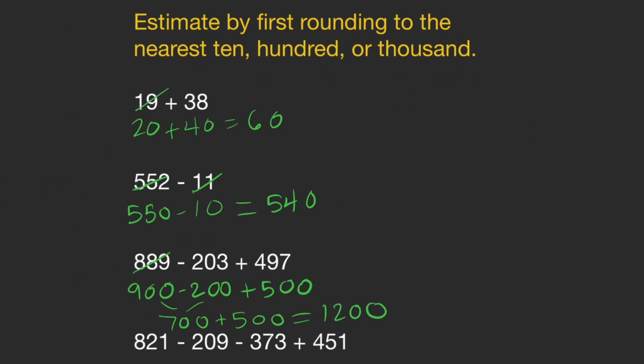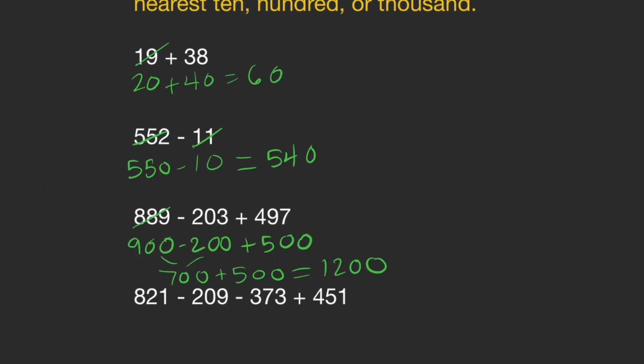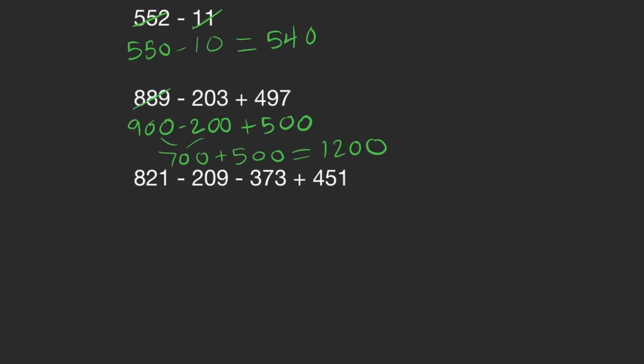All right, on this last one here, we have 821. Here, let's scoot this up a bit. 821 minus 209 minus 373 plus 451. Got a lot of steps in this one. So let's go left to right. 821, let's round that to 800. 209, let's round that to 200. I don't like that 0 there.